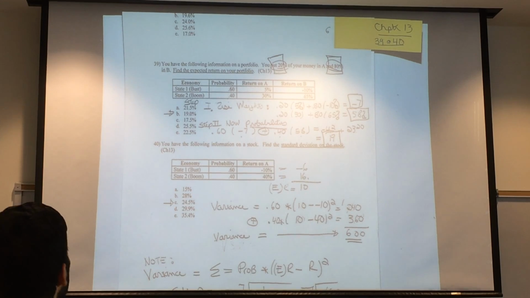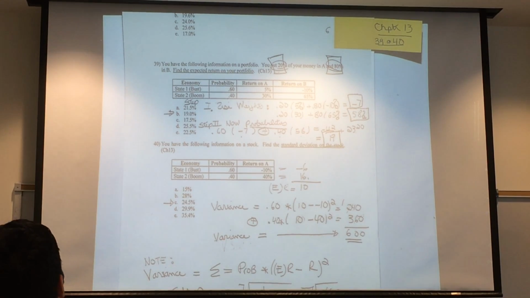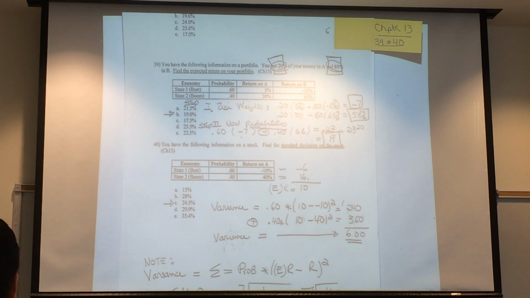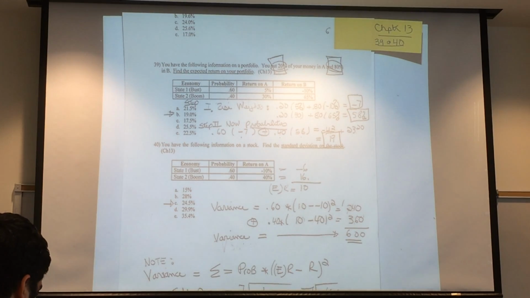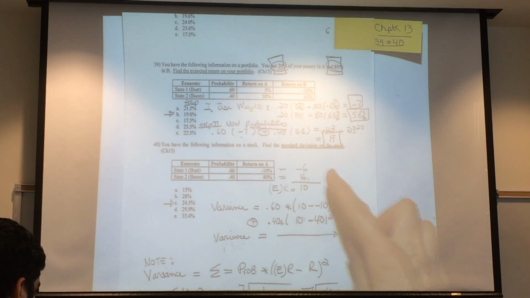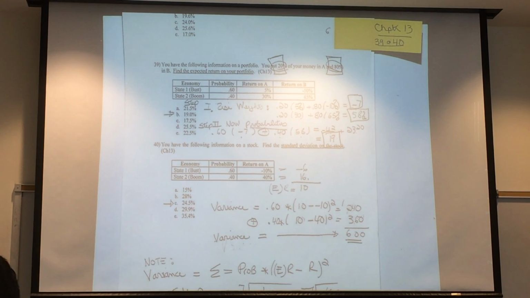Alright. So, number 40, you have the following information on a stock. Only one stock, not two. So you have a 60% probability that things are bust. You're gonna lose 10% on that stock. There's a 40% chance that things are great, and you make 40%. So how do you figure out your variance for that?